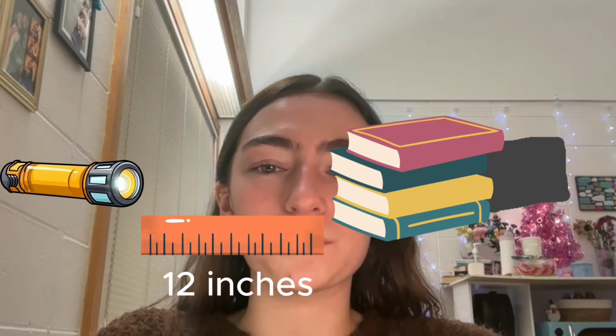The final factor that I'm going to talk about is the distance the light source is from the object. This will determine how large the shadow appears. Now let's think about this in a real-life example. If you were to take a rectangular book and shine a flashlight about 5 inches away from the book, the shadow that it creates would be bigger than if the flashlight was 12 inches away from the book. This is because when the light is closer, the book is blocking more of the light waves being emitted from the flashlight, therefore creating a bigger shadow.